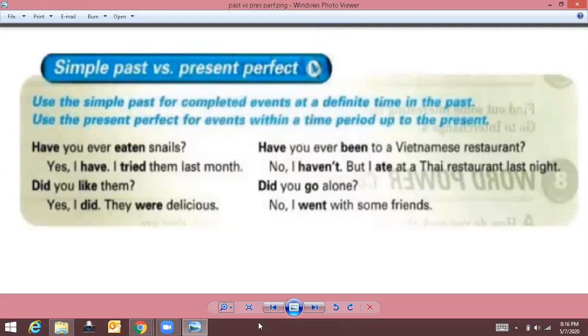So the first one is very general. Have you ever eaten snails? Yes, I have. I tried them last month. Did you like them? Yes, I did. They were delicious. So the first question is very general. The second one is more specific. If you want to be more specific, you have to use the simple past.